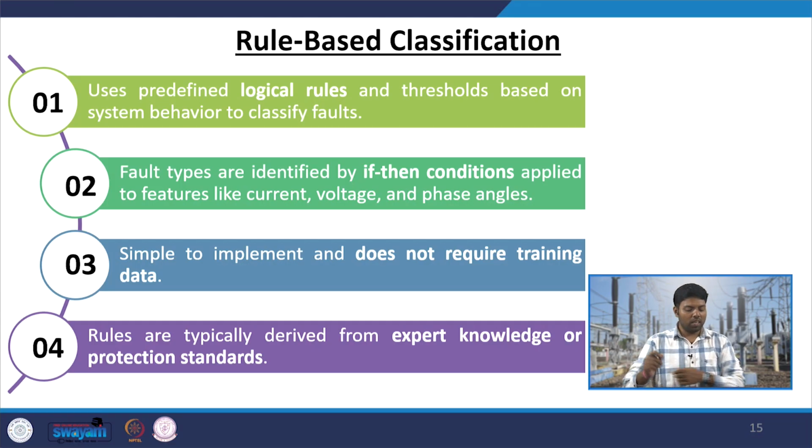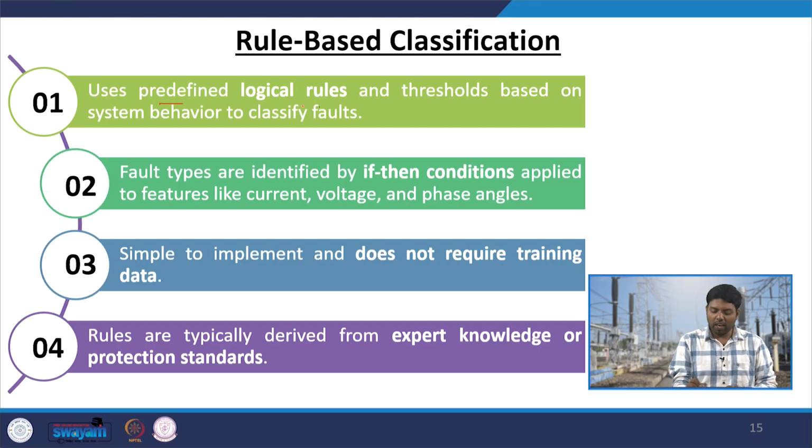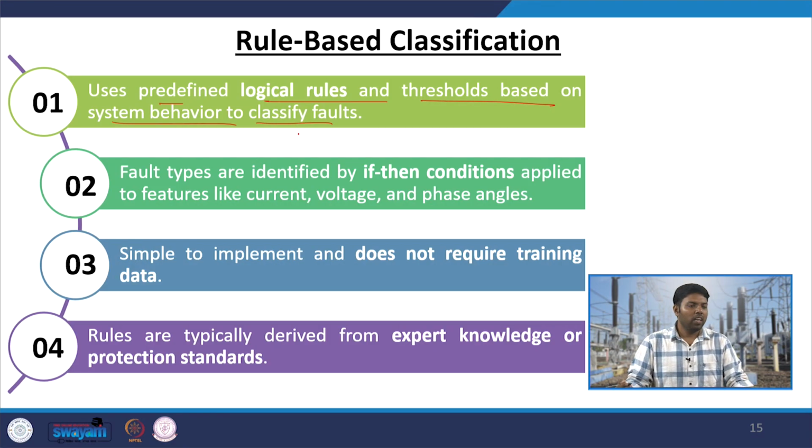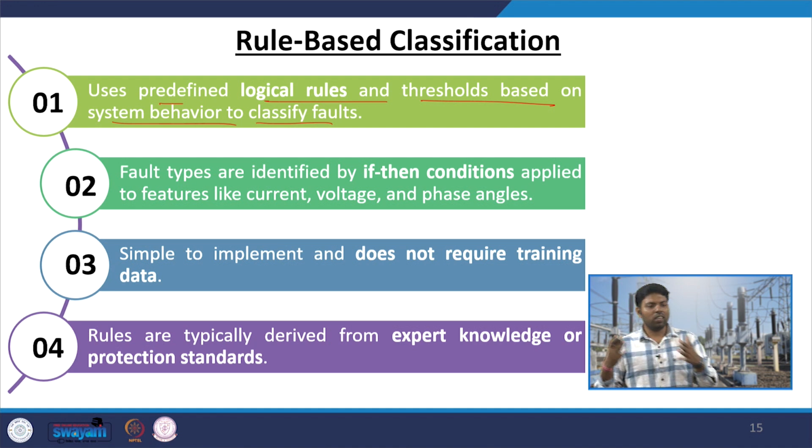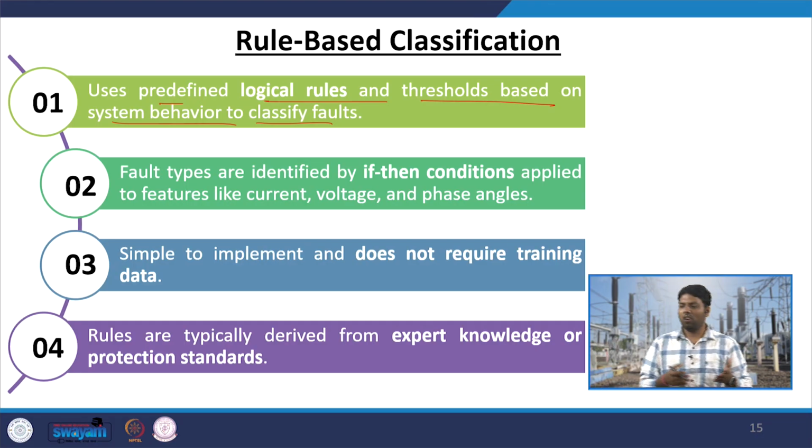What is the rule based classification? It uses predefined logical rules and thresholds based on system behavior to classify the fault. So, you will say that if the current is this much, it is like a threshold value, but you will fix multiple thresholds, and then you will give that level of the fault. Is it a medium fault, or a very high level fault, or a low level fault, or a loading operation? What is the condition that you will set depending upon the different if then rules.